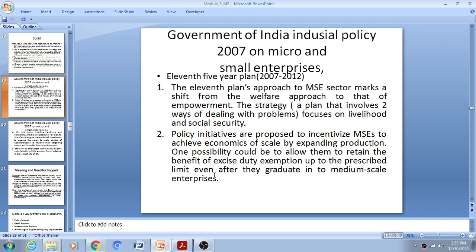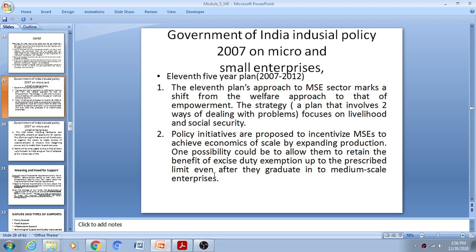And what is the strategy here? First one is livelihood. They concentrate on the livelihood of the employees who are working in small industries. Not only that, they also concentrated on social security. Now, you get a sense of social security when your job is secure. So the government policy contributed towards this.